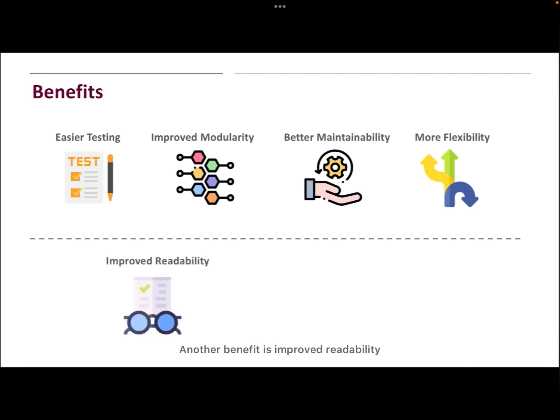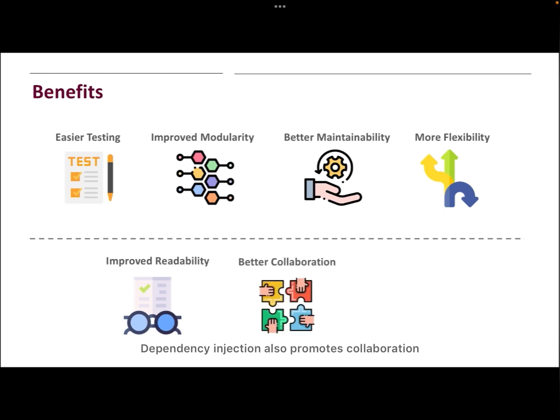Another benefit is improved readability. By making dependencies explicit and decoupling classes, our code becomes more readable and easier to understand, making it easier to debug and modify. Dependency injection also promotes collaboration. With it, teams can collaborate more easily, as changes to one part of the code base are less likely to impact other parts of the code.